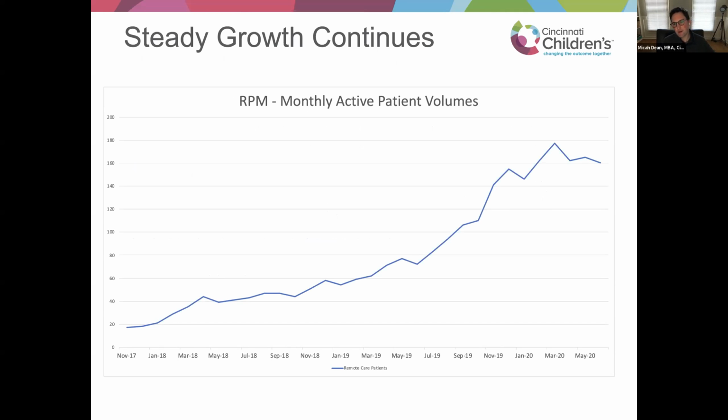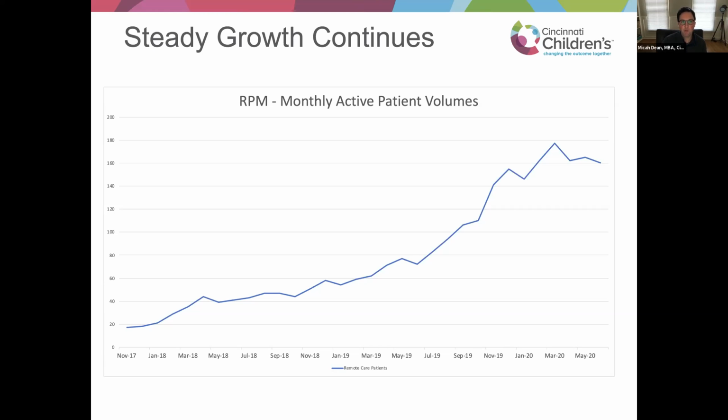This is just a quick visual look at the growth of our program in terms of active patients per month. You can see it's been a steady increase ever since November 2017. And the numbers were very low then, and the program actually dates back a little earlier. There was a time when we would only have 5 patients a month across a variety of pilot programs.